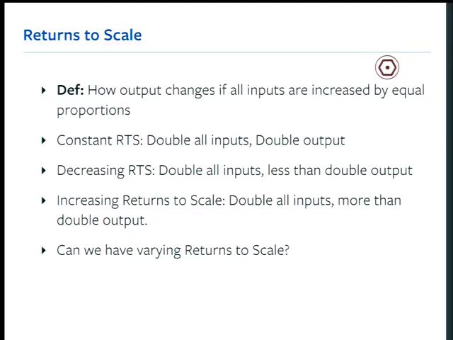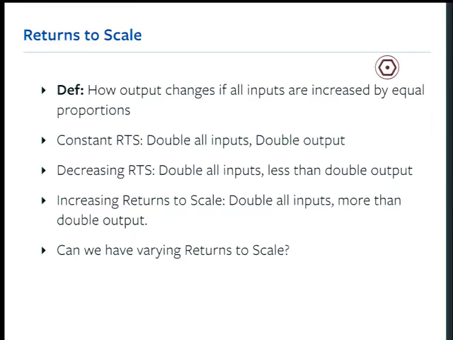Returns to scale, if you have multiple inputs to your production process, like most production processes actually do, have a very simple definition. That means how does output change if all inputs are increased by equal proportions? So if you increase all of your inputs by the same proportion, meaning you increase labor by 10% and capital by 10%, I like to think about it in terms of doubling, a 100% increase, it's just easier to think of it that way. So how does output change if you double all inputs, right? Returns to scale come in 3 flavors.